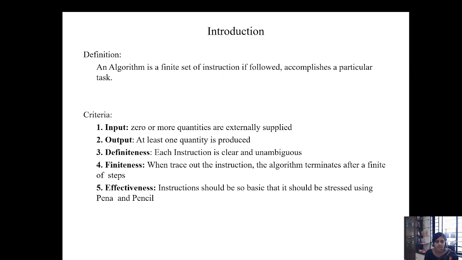Next criteria is effectiveness. Instructions should be so basic that they can be carried out using pen and pencil. You should write your algorithm in such a way that when you're trying to analyze a particular problem with the help of an algorithm, it should be possible to trace it with pen and pencil.